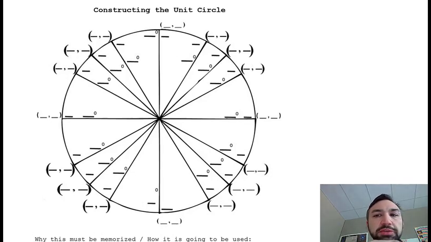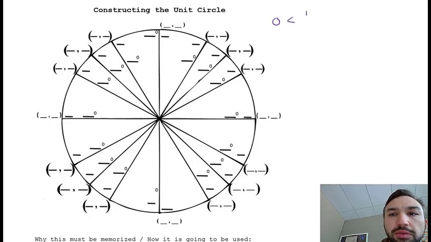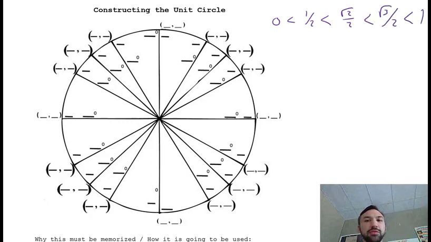Okay, so remember there was 5 values we talked about on the other page. Sometimes we went from 0, and then a little bit bigger than that was 1/2, and a little bit bigger than that was square root of 2 over 2. Bigger than that was square root of 3 over 2. And then the biggest one was 1. So these are really the only 5 values that are going to show up on the unit circle, except for some of them are negative, of course.